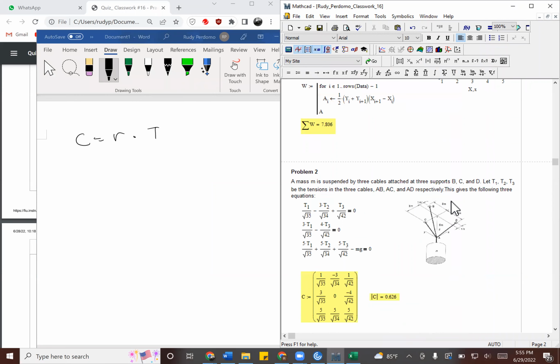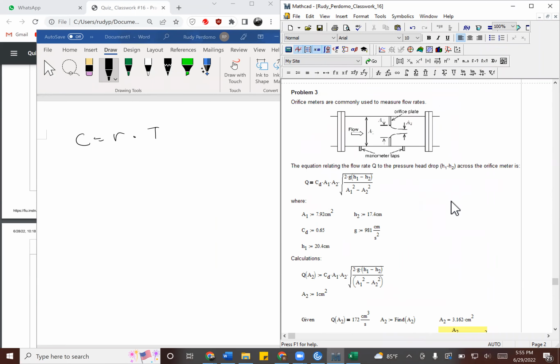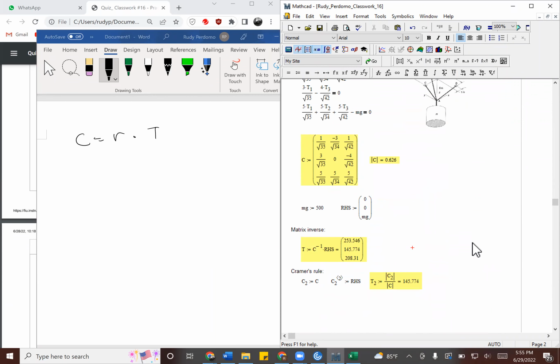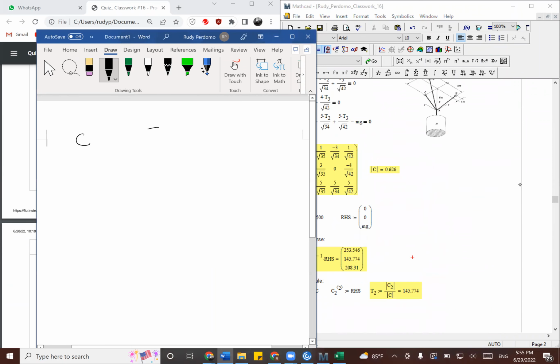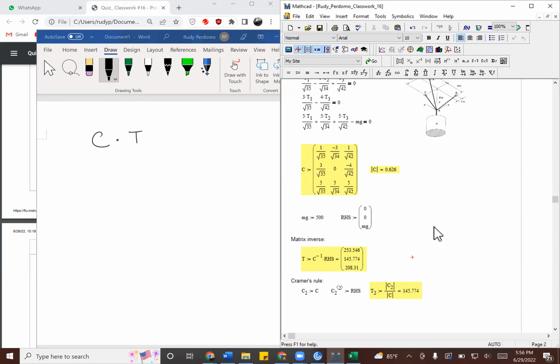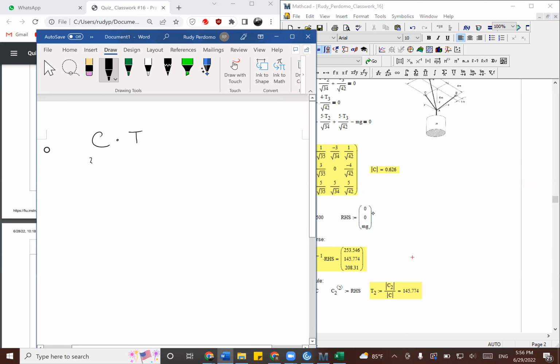Hold up. So these are our coefficients, right? Which is that matrix right here. These are our variables, which are T1, T2, and T3. So this is a 3x3, and this is a 3x1, if I'm not mistaken. The right-hand side, right? Sorry, these are our variables.